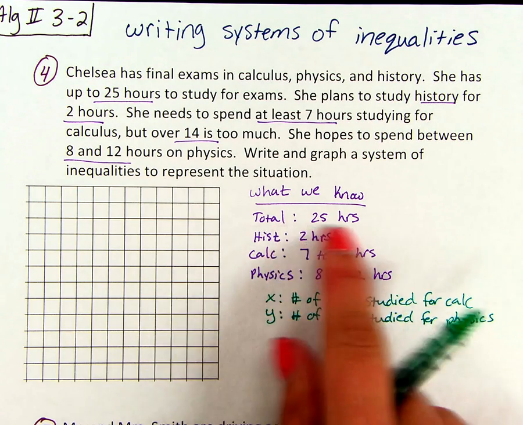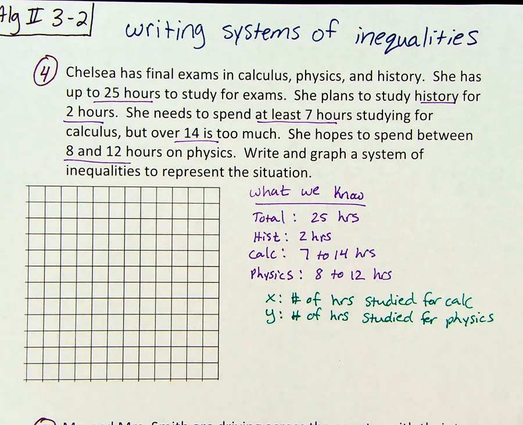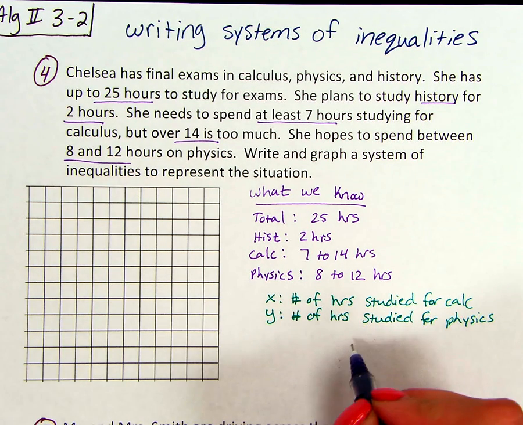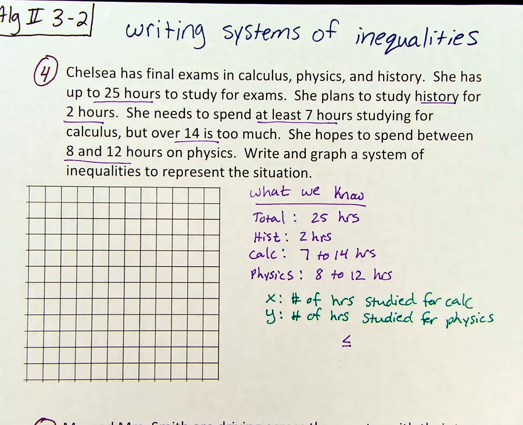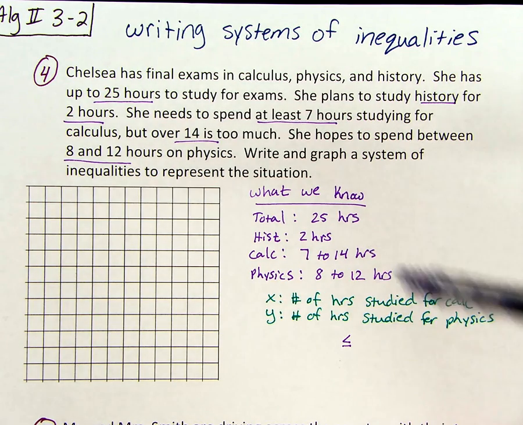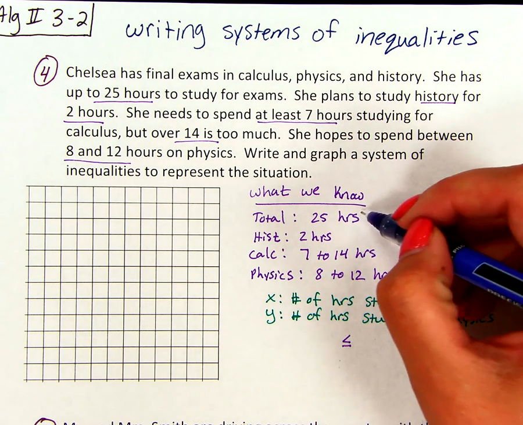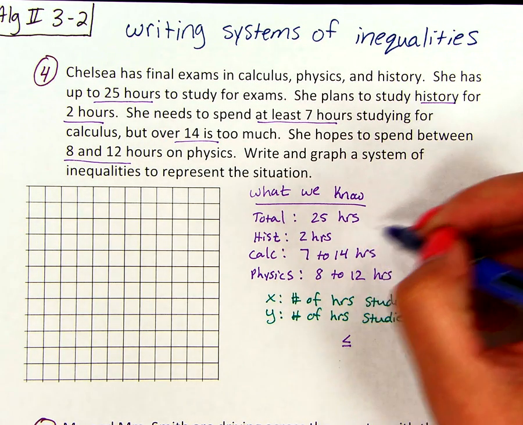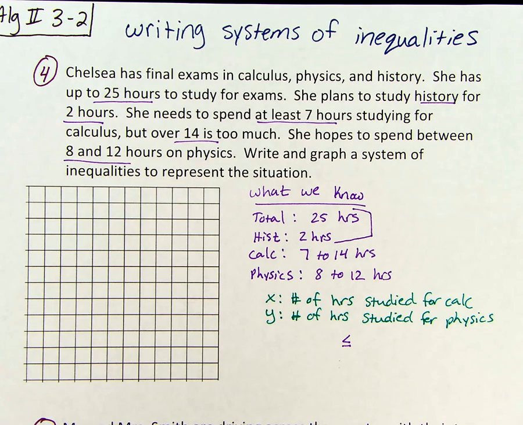So if they give us a total, so we start kind of trying to work our way through our inequalities. If they're giving us a total, something has to be less than or equal to that. So I know that something has to be less than or equal to our total number of hours, that 25. Now we do need to be a little bit careful on this problem because it gives us a range and then a set time. So if I know that I'm only going to study 2 hours, we really need to combine the total and the history together.